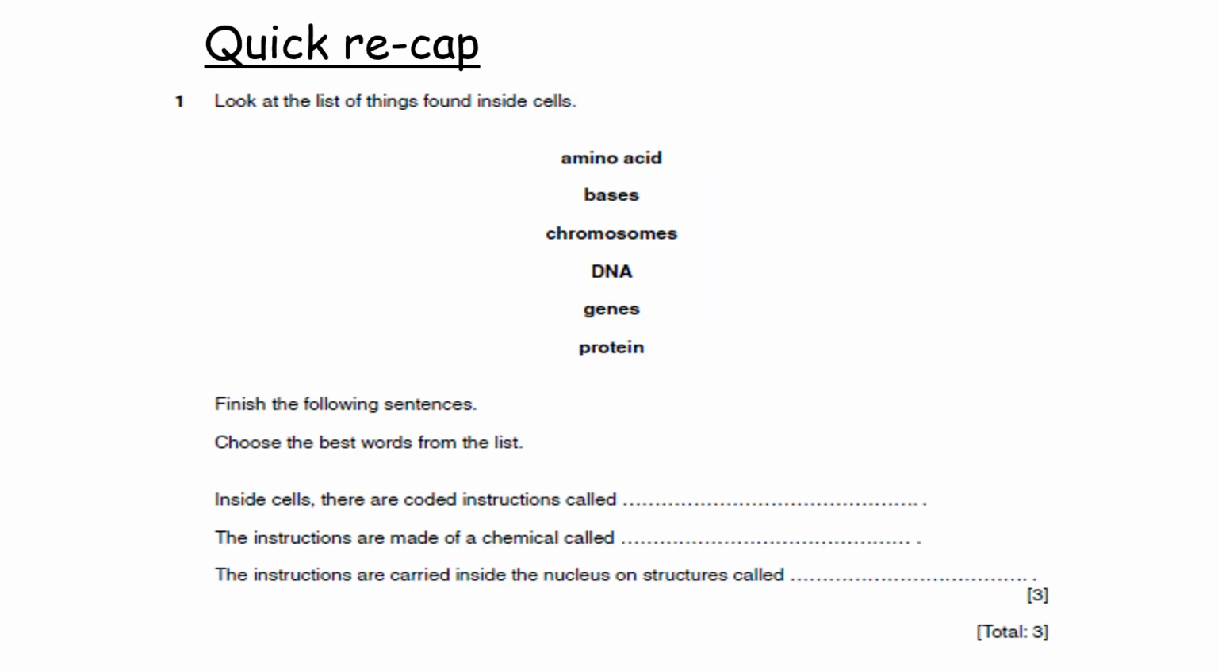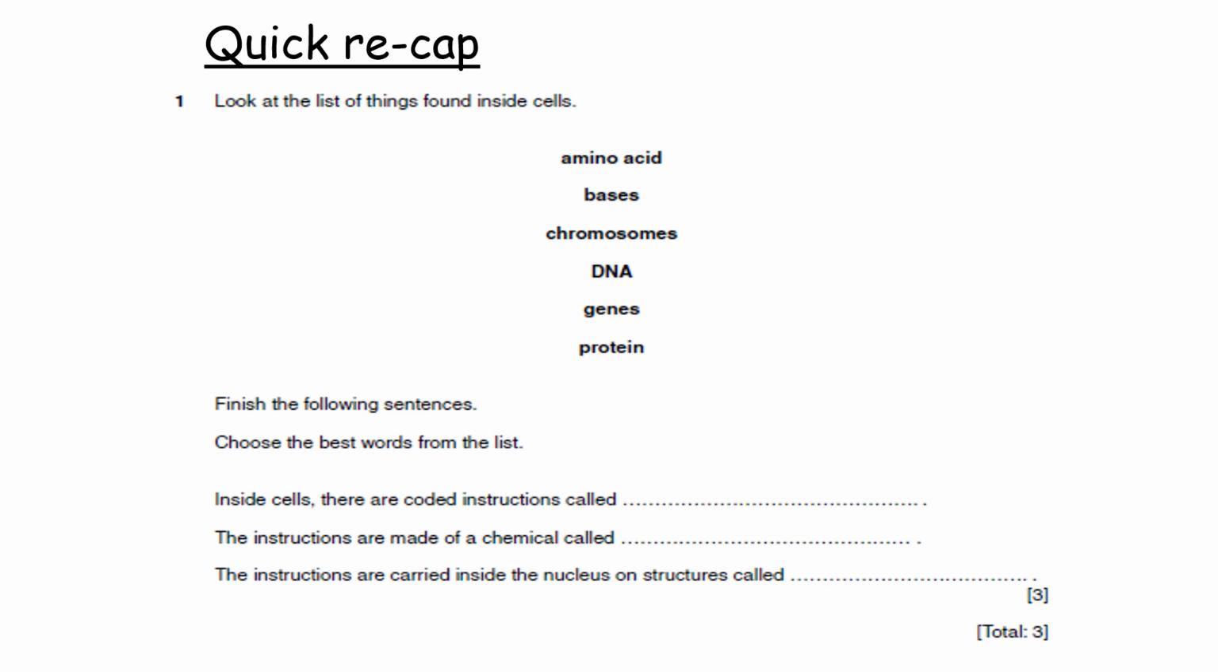A quick recap. Look at the list of these things found inside cells. Finish the following sentences. Choose the best words from this list. So you have 6 options. Complete these gaps. 3 marks. Off you go. Pause the video and try it now.